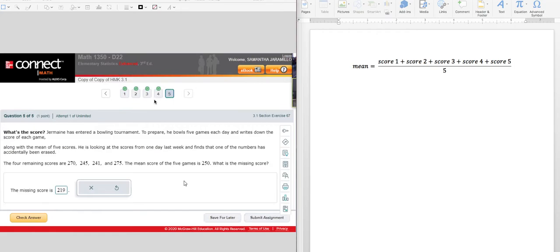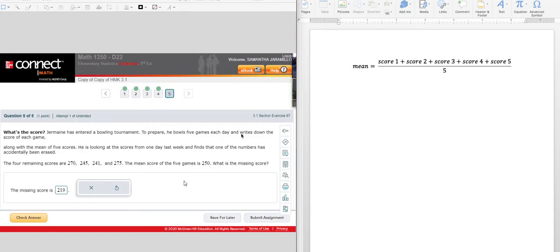So this is another part of section 3.1. Depending on your instructor, you may or may not have a question like this. It's one where you're given four of the scores, 4 out of 5 scores, and the average, and you have to find the missing score. So it's a bowling tournament.